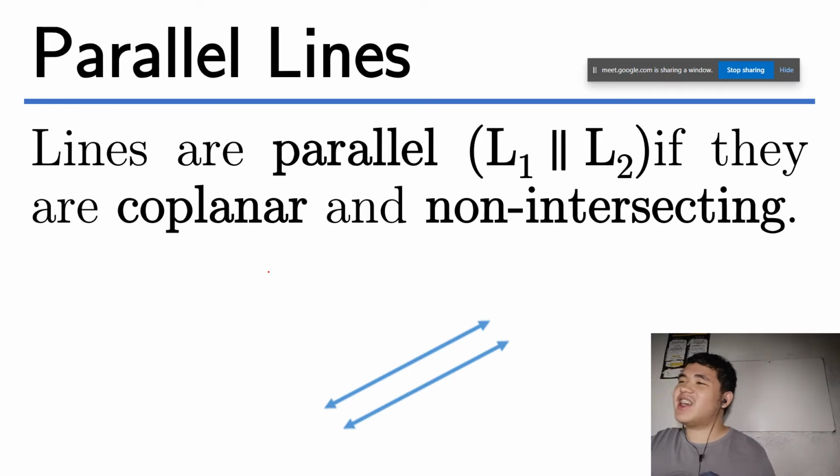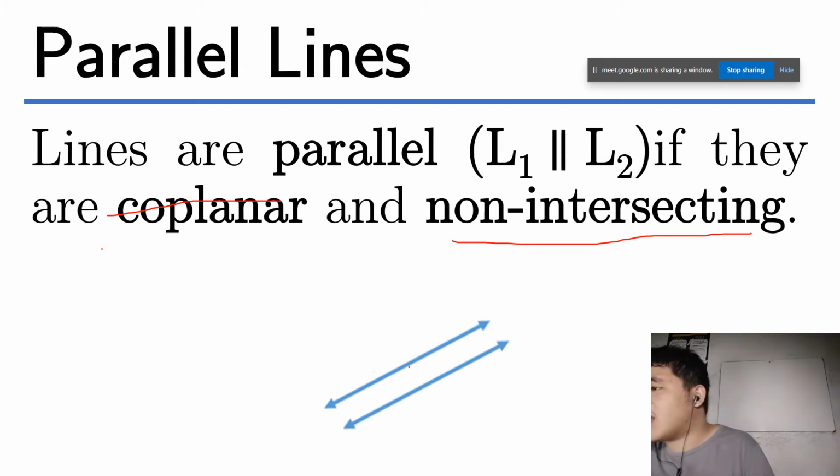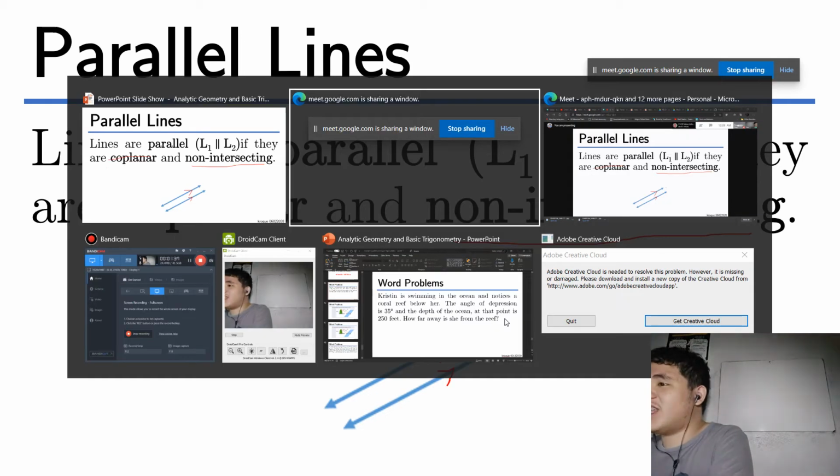Parallel lines. Lines are parallel if, you don't have to worry about this term right now, as long as they don't intersect. They don't meet at any point. They're parallel, no? There, that's the symbol to denote them. So if you're going to draw them, make sure to put these arrows on the lines so that your viewers would understand that these lines are indeed parallel.